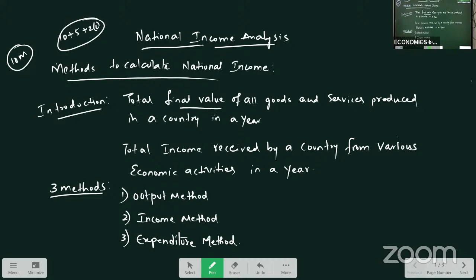What are the three methods to calculate national income? What is national income? The final value of all goods and services produced in a country in a year, or final market value of all goods and services produced in a country in a year. Or we can write it as total income received by a country from various economic activities in a year. What are the three methods we have? Output method, income method, and expenditure method.